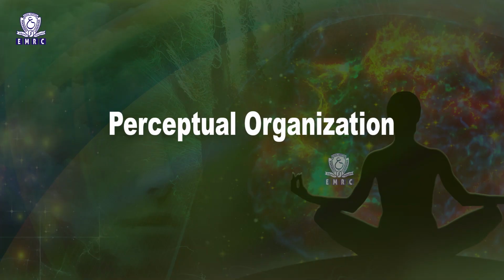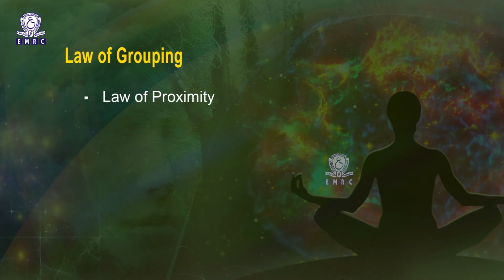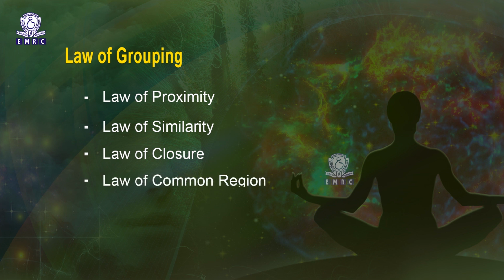Coming to perceptual organization, it is a process by which we structure the input from our sensory receptors. There are various ways by which perceived information is organized based on some principles such as law of proximity, law of similarity, law of closure, law of common region, etc. Hence, the stimuli to be perceived by these laws or principles play a major role.